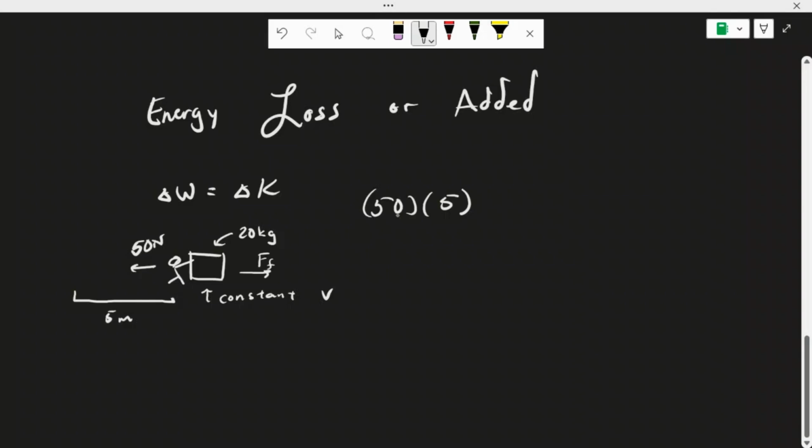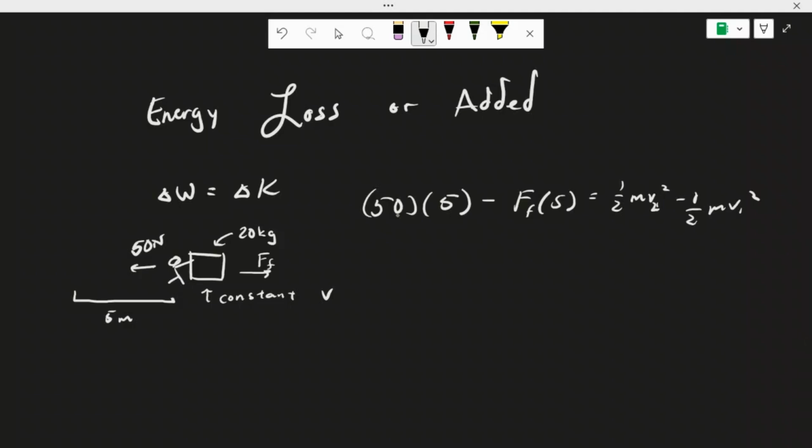And then we know that the friction force will remove this at 5 meters as well. And then we know that this would equal our total work done. So this would be 1/2 mv2 squared minus 1/2 mv1 squared. So we could use this to solve for, say, what our frictional force is.